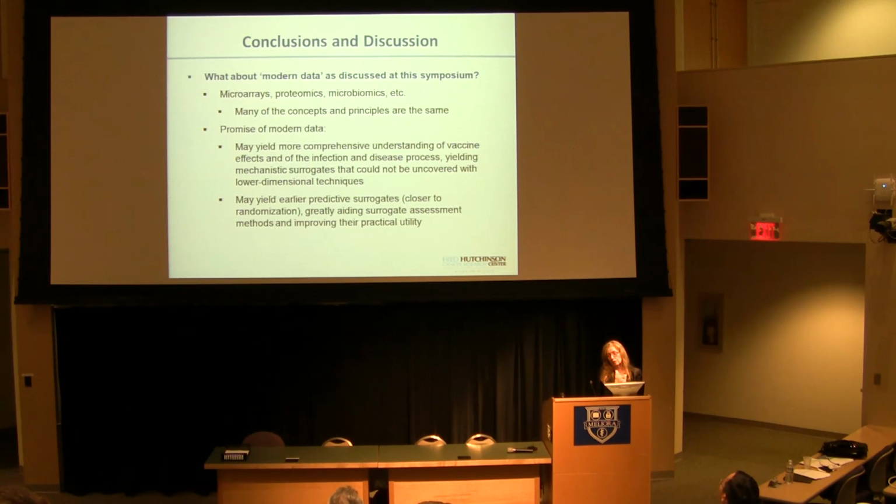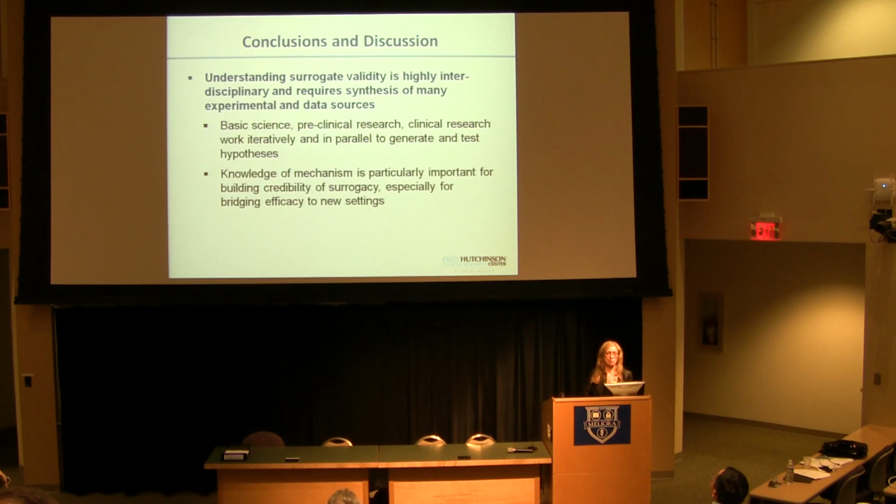Okay, so my conclusions. We've had a lot of talk here about modern data like microarrays, proteomics, microbiomics, and so the problems are similar, but as we all make more advances in understanding the infectious disease process and the immune process, we're going to be able to use these approaches to also be surrogates, but evaluating these surrogates in actual humans is going to be very similar. And they also may yield earlier predictive surrogates, aiding the surrogate assessment and improving their practical ability.